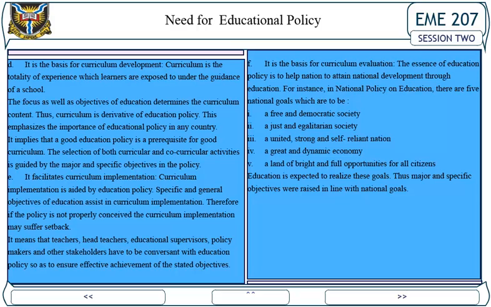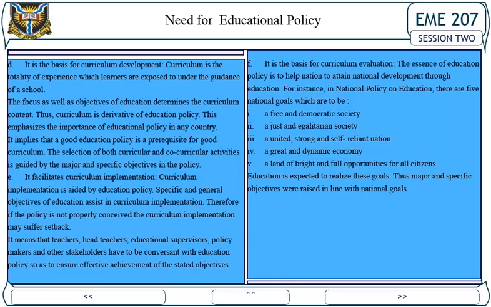The essence of education policy is to help nations to attain national development through education. For instance, in the national policy on education, there are 5 national goals which are to be: 1. A free and democratic society. 2. A just and egalitarian society. 3. A united, strong and self-reliant nation. 4. A great and dynamic economy. 5. A land of bright and full opportunities for all citizens. Education is expected to realize these goals.